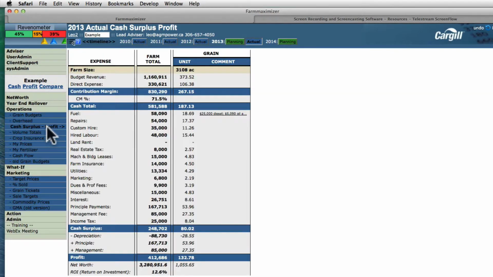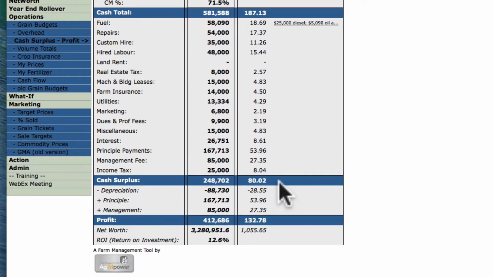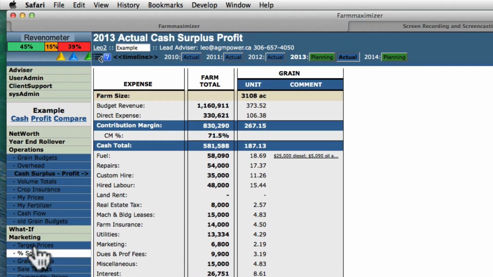The dollars of revenue, expenses, and cash costs all come together in the cash surplus profit page. It is the final report that combines the data of sales, commitments, and current market positions, combined with the yield, acres, and expenses of the grain budgets here at the top. And then the operations overhead page is contained below. All of this brings together the cash surplus and profit for this farm. All of this information is now summarized in the very informative Revenometer.